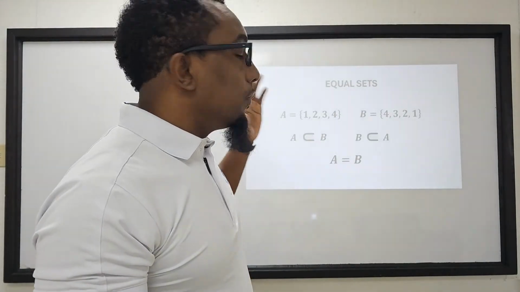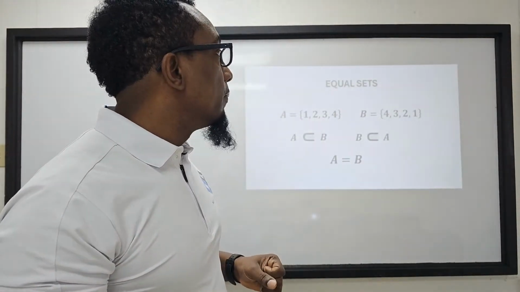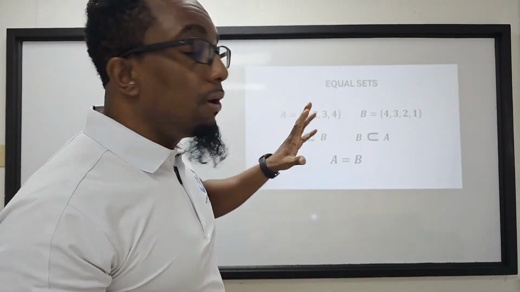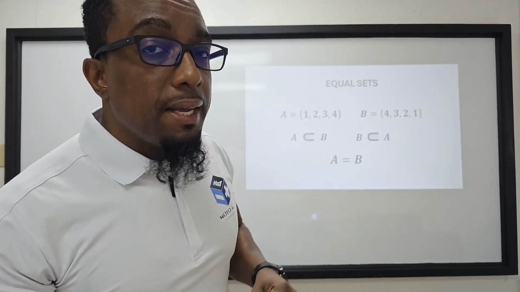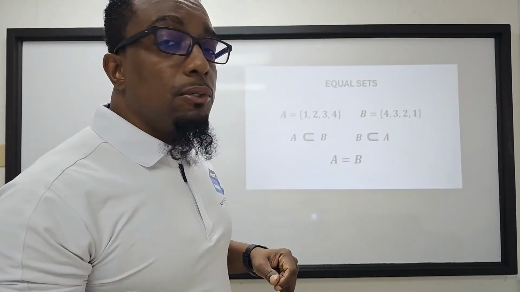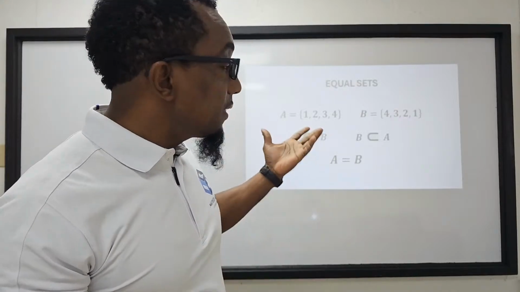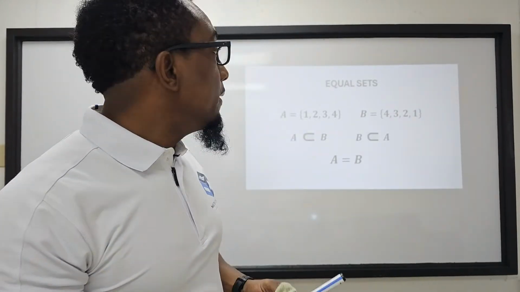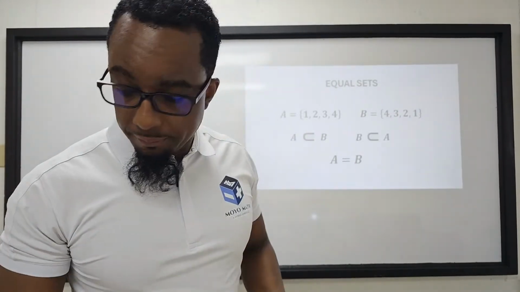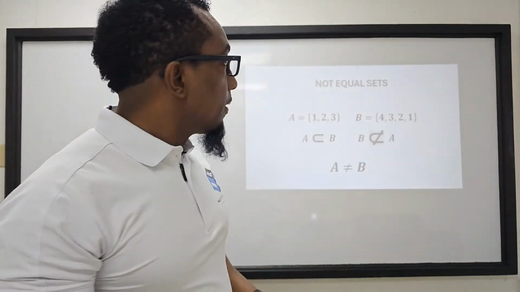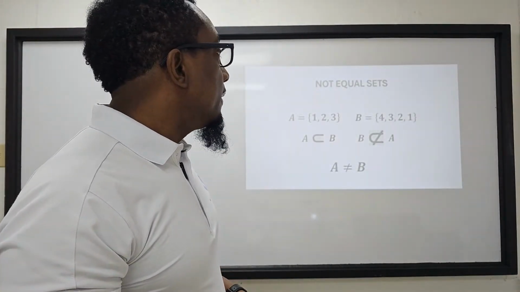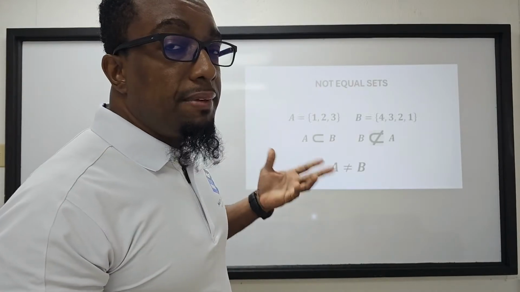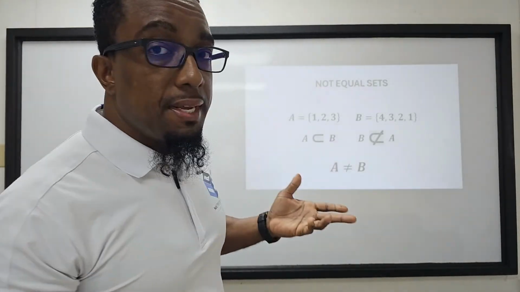So equal sets are sets with the same elements. It doesn't matter how the elements or members are arranged, once we have the same elements, then those two sets are said to be equal. So equal sets. Of course, sets are not equal if clearly we don't have all of the same elements.